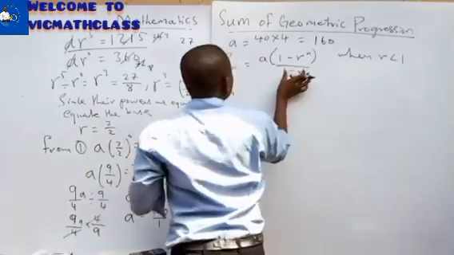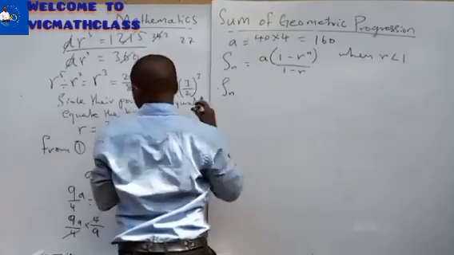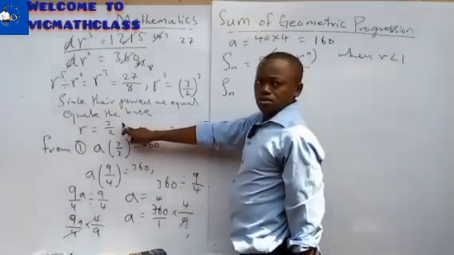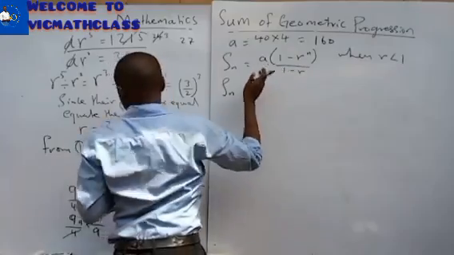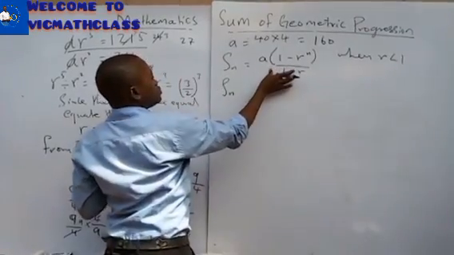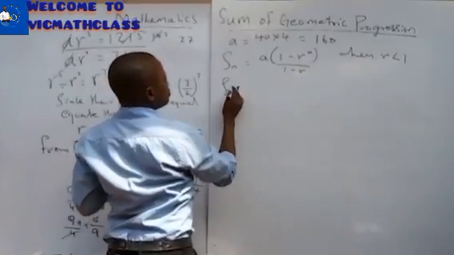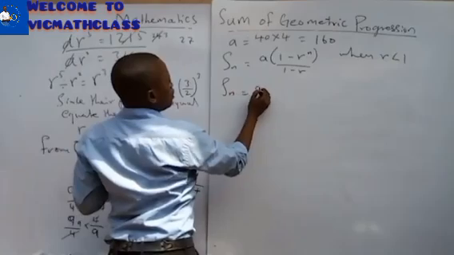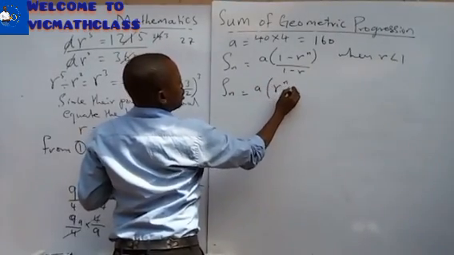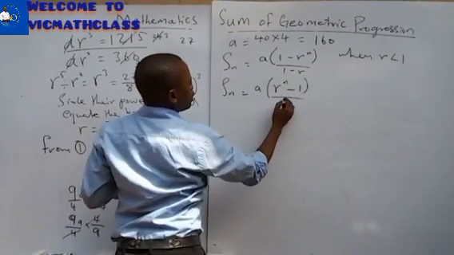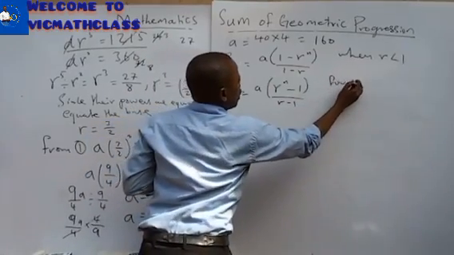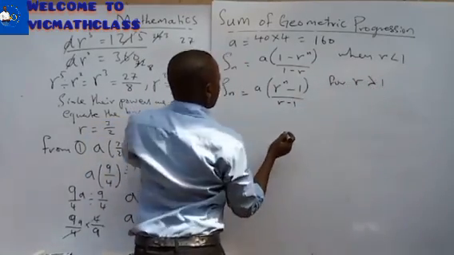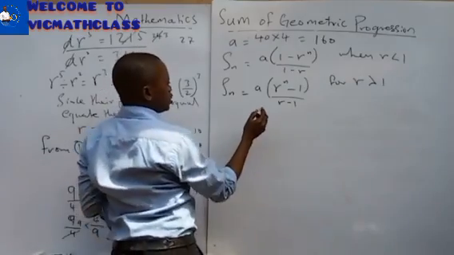So the mathematical expression we could have used is for when the common ratio is less than 1. But this is not less than 1, so we are not going to use that. We are going to use Sn equals A times (r raised to power n minus 1) all over r minus 1. That's the one we are going to use for r greater than 1. Okay, so here we go.